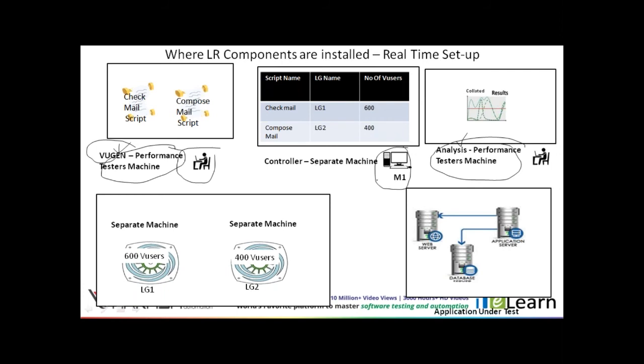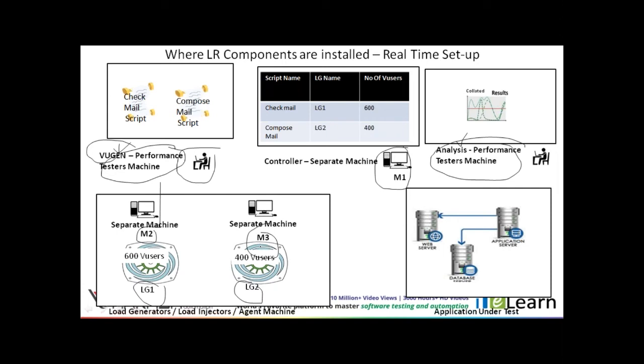So Vuser and Analysis are installed on your machines. Controller is installed on a separate machine, and Vusers or the load injectors are installed on separate machines. Let's say LG1 is installed on machine 2, LG2 is installed on machine 3. You have as many LGs, you have as many machines. So this machine M2 will be called the LG1 machine, and M3 will be called the LG2 machine. Controller will be on one machine, LG1 on one, LG2 on one. If you have LG3, LG4, LG5, each will be on a separate machine.